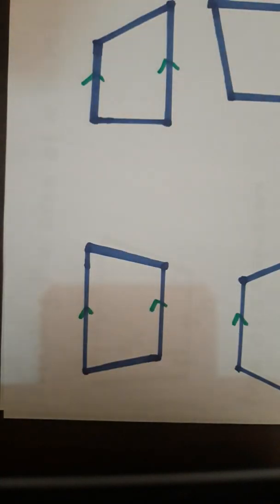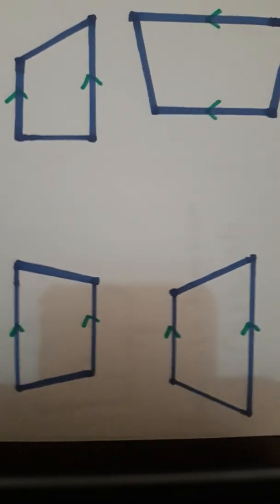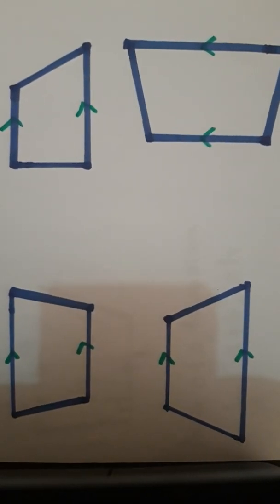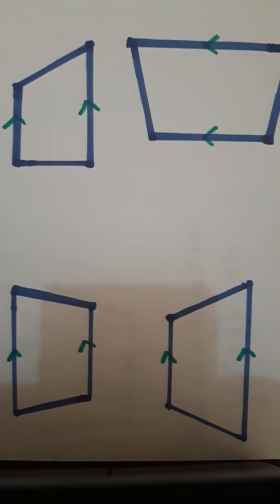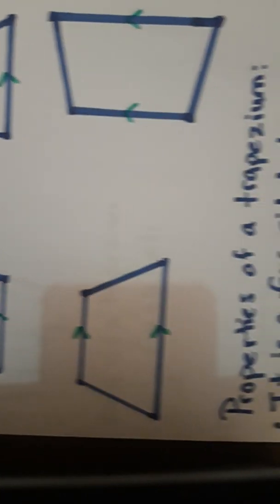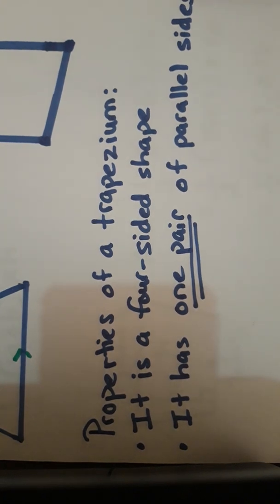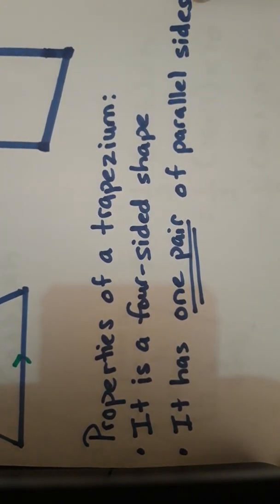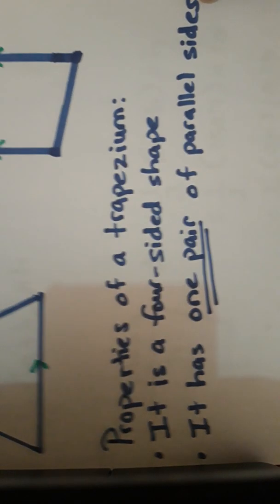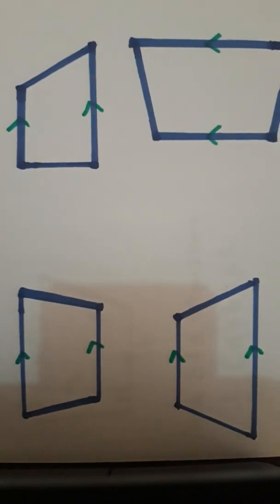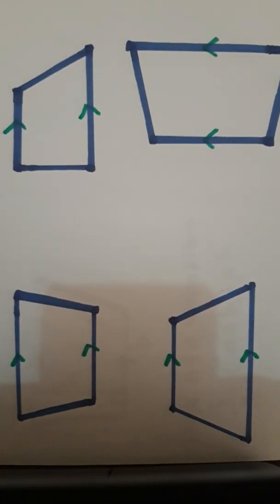So, what exactly is a trapezium? Here we have 4 examples of what a trapezium looks like, right? And let's just look at the properties. Properties of a trapezium. It is a 4-sided shape and it has one pair of parallel sides. So in each of these 4 examples here, you're seeing, yes, they are all 4-sided shapes. And a pair of parallel sides would of course be 2 sides which are parallel lines.